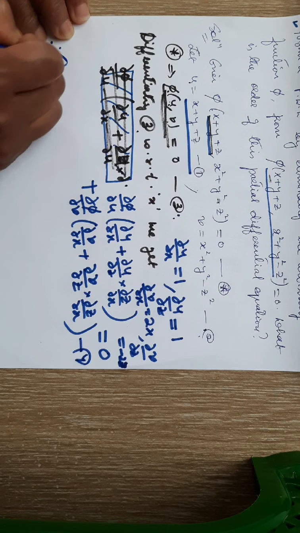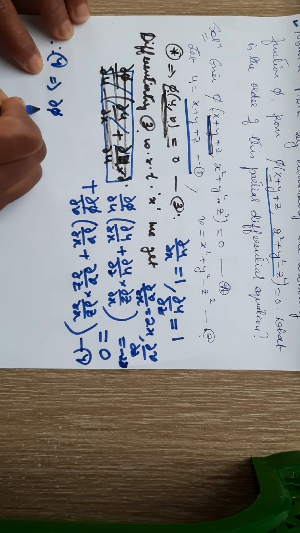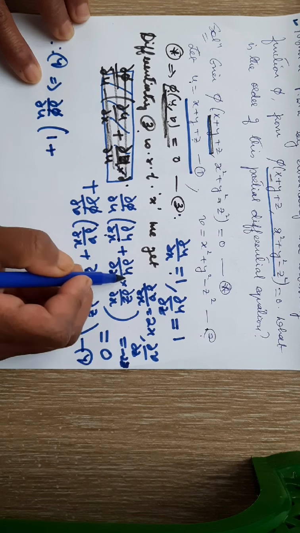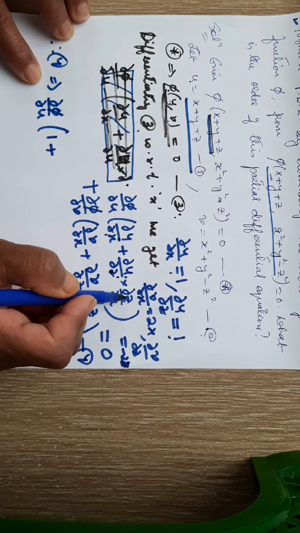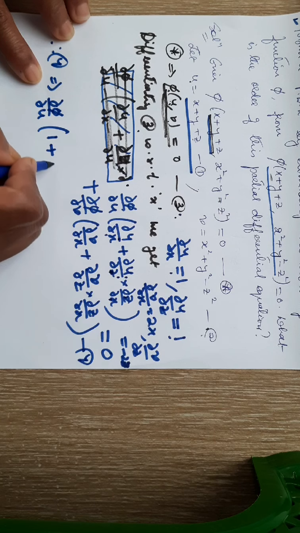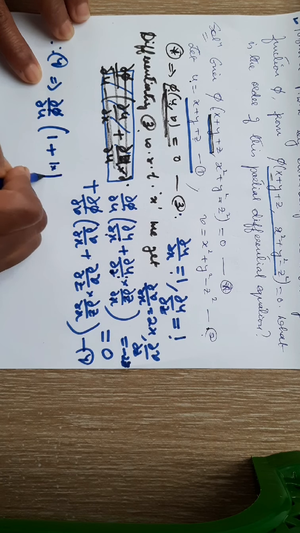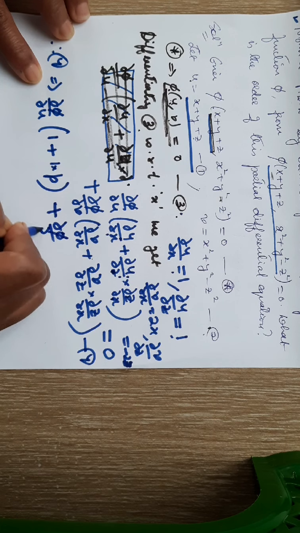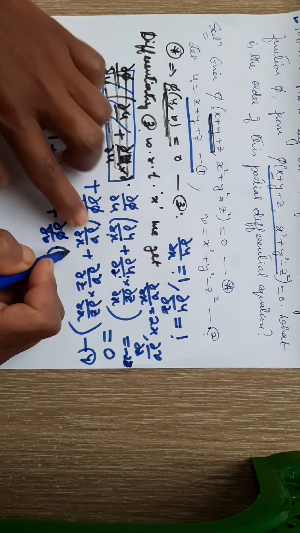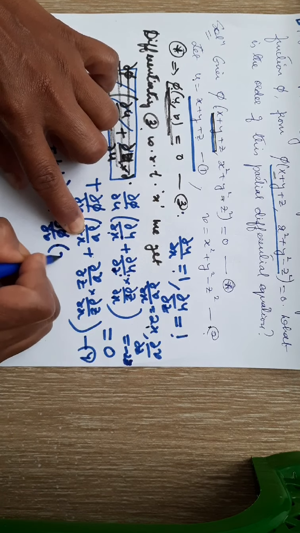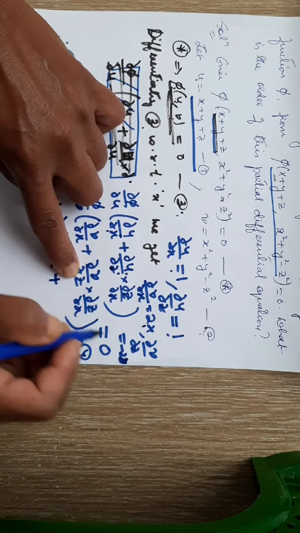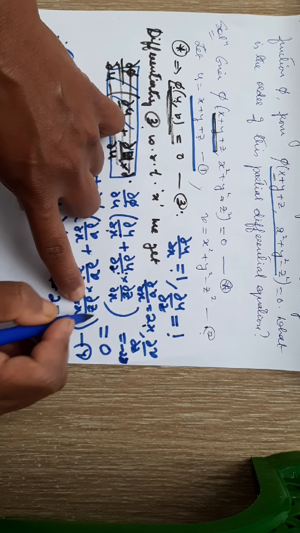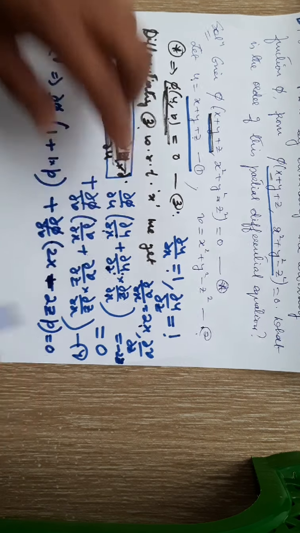So equation 4 implies: del phi del u will remain as it is. Del phi del u into del u del x, which is 1, plus del u del z, which is 1 again, but what is del z del x? Del z del x has to be replaced by 1 into p, because we denote del z del x as p. Then plus del phi del v into, what is del v del x? It is 2x. And what is del v del z? It is minus 2z. So here it will become minus 2z into del z del x, that is p. So this is equal to 0.